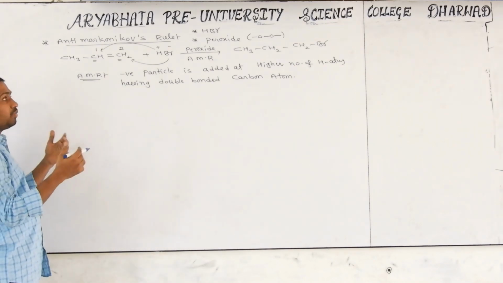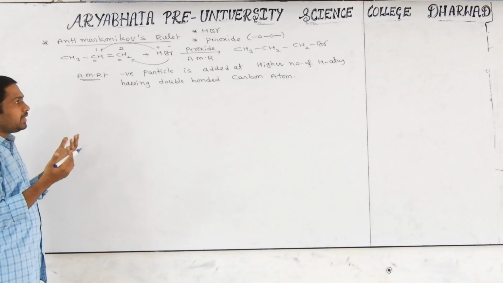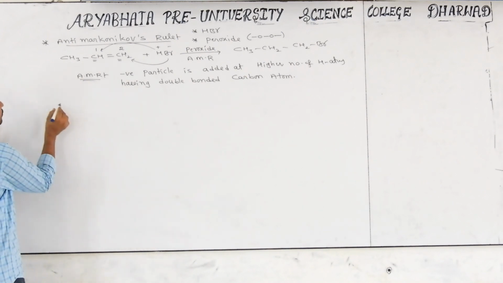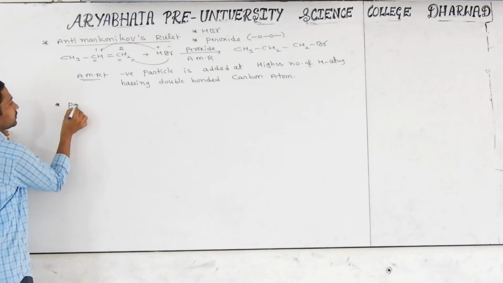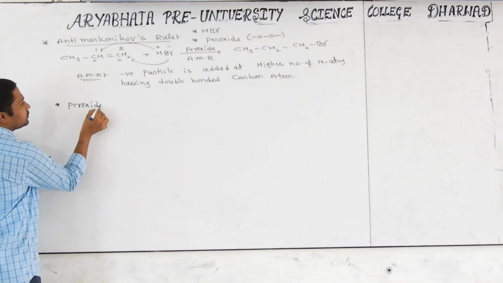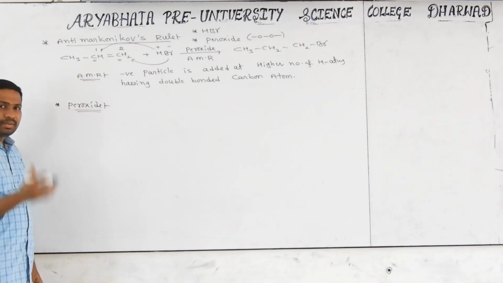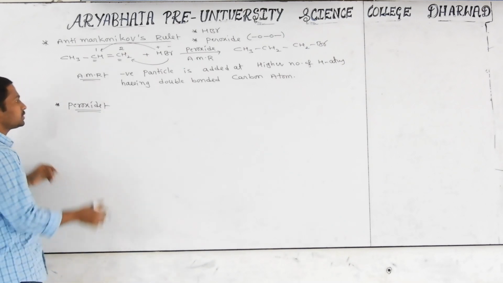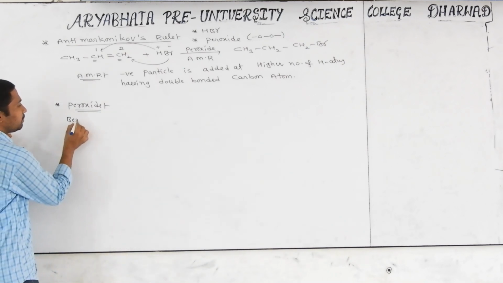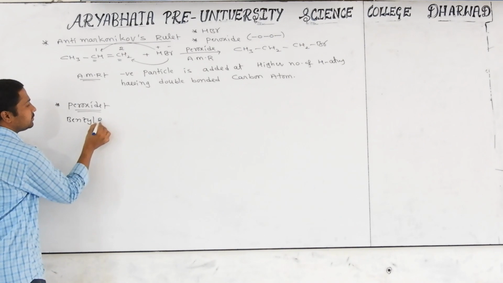Yes, I will explain the mechanism. You see carefully, sir, why does it happen like this? Why is it going like this? See, first of all, some things will be going on. First of all, we have to take the peroxide. This entire mechanism goes through a free radical mechanism. I will take one example for the peroxide, which is benzoyl peroxide.